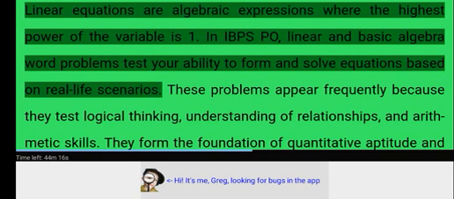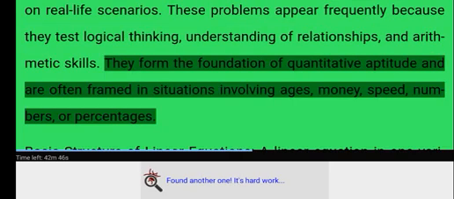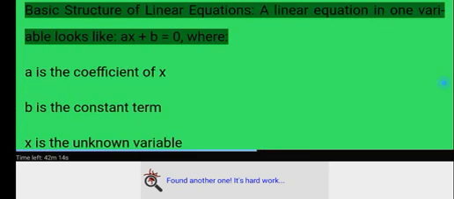Linear equations are algebraic expressions where the highest power of a variable is 1. In IBPS PO, linear and basic algebra word problems test your ability to form and solve equations based on real-life scenarios. These problems appear frequently because they test logical thinking, understanding of relationships, and arithmetic skills. They form the foundation of quantitative aptitude and are often framed in situations involving ages, money, speed, numbers, or percentages.